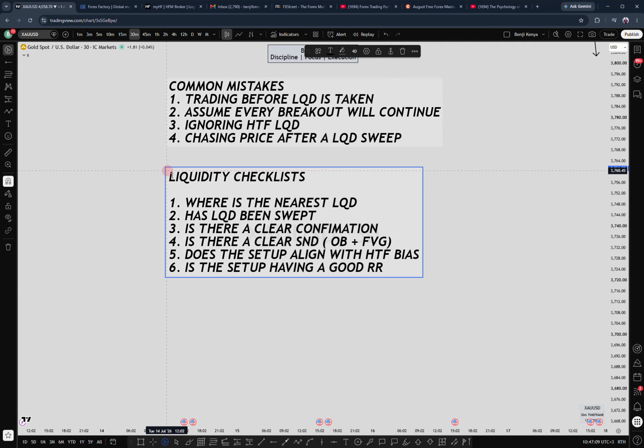Once you do this, you're good. A clear risk to reward, at least it has to be more than 1 to 2, 1 to 3, 1 to 4, 1 to 5, even 1 to 6. Sometimes I can even do 1 to 10, but not always. I usually do mostly 1 to 3, 1 to 5.